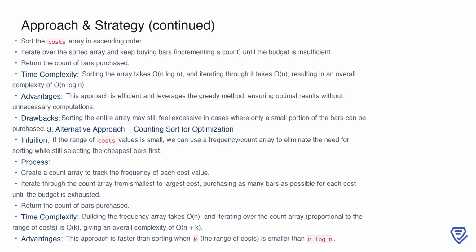In the optimized greedy approach, we begin by sorting the array of costs in ascending order. Once sorted, we iterate through the array, purchasing bars one by one as long as the budget allows. For each bar we buy, we increment a counter and deduct the bar's cost from the remaining budget. The process stops as soon as the budget becomes insufficient to afford the next bar, and we return the total count of bars purchased.